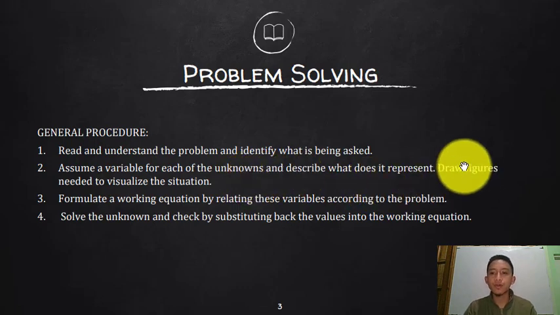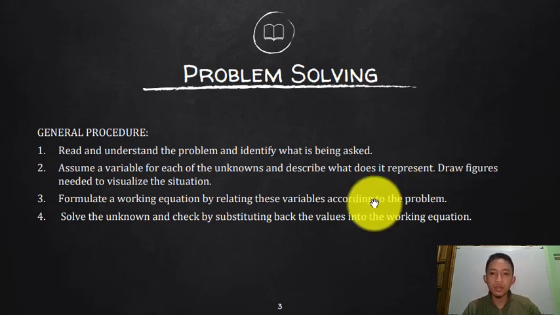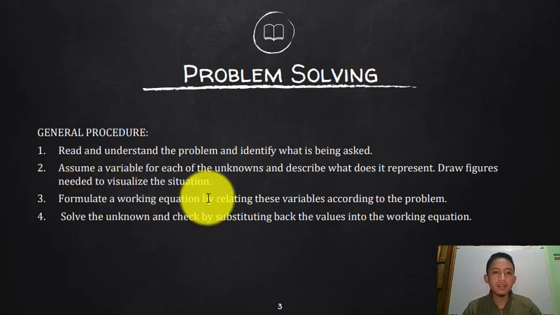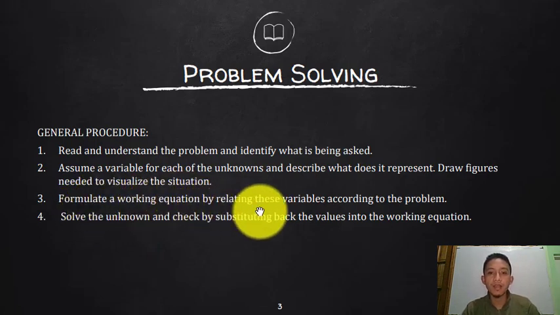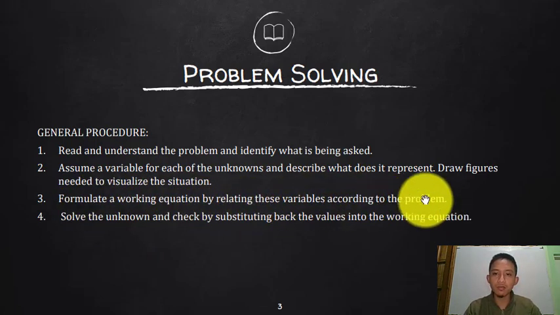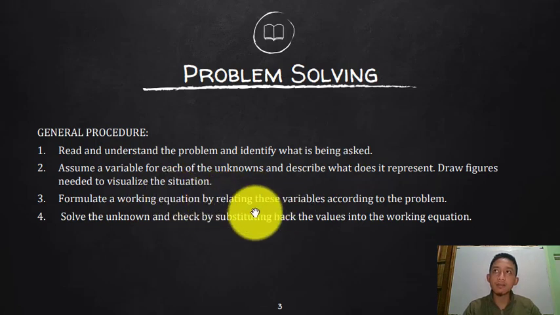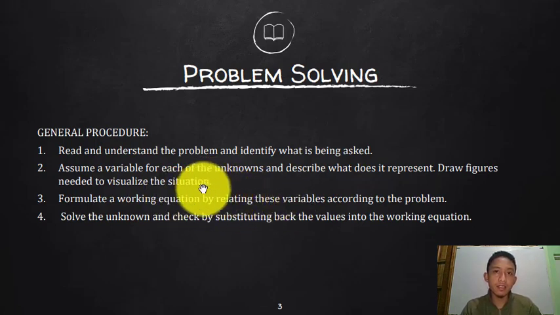And then of course, for you to visualize it, especially if the problem is talking about geometries or shapes and figures, you need to have their figures. It is always better to draw your figures, and then formulate. Once you have your variables and figures, you will be able to formulate a working equation by relating these variables according to the problem. If you relate your variables, that's the time you will end up with equations, isn't it?